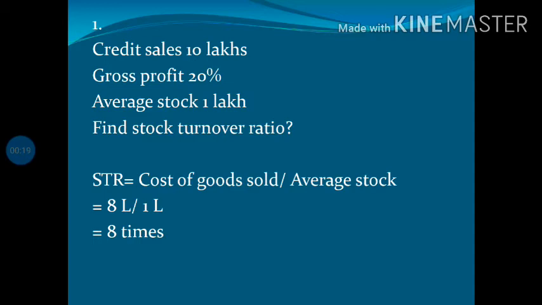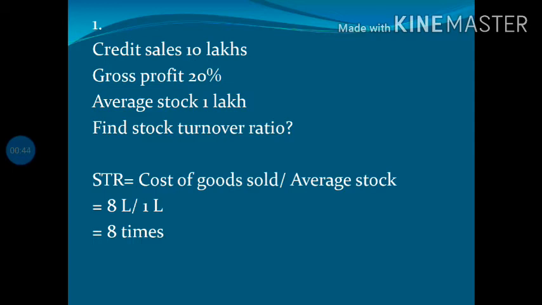Credit sales is 10 lakhs. Gross profit is 20%. Average stock amount 1 lakh. Calculate stock turnover ratio. This is a direct simple question because stock turnover ratio is equal to cost of goods sold divided by average inventory or average stock.